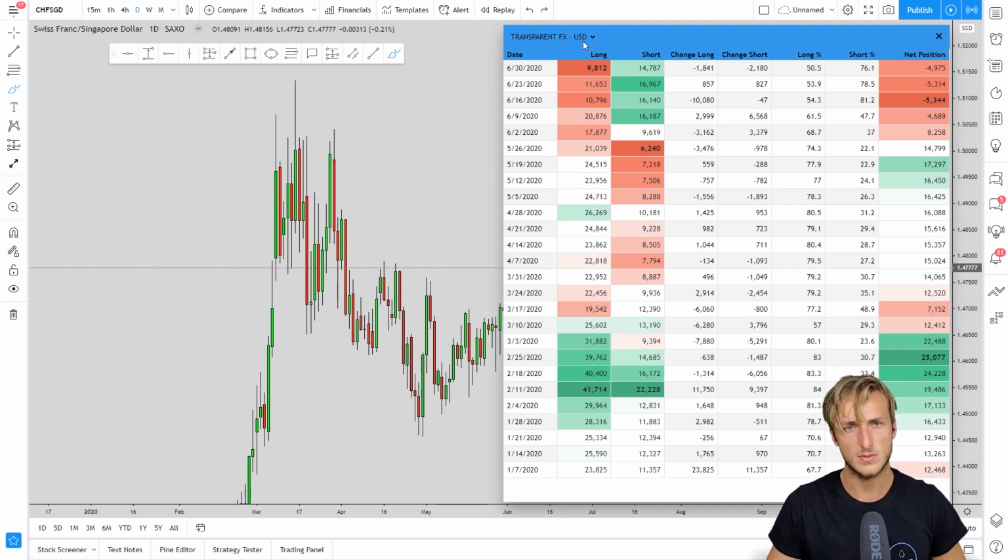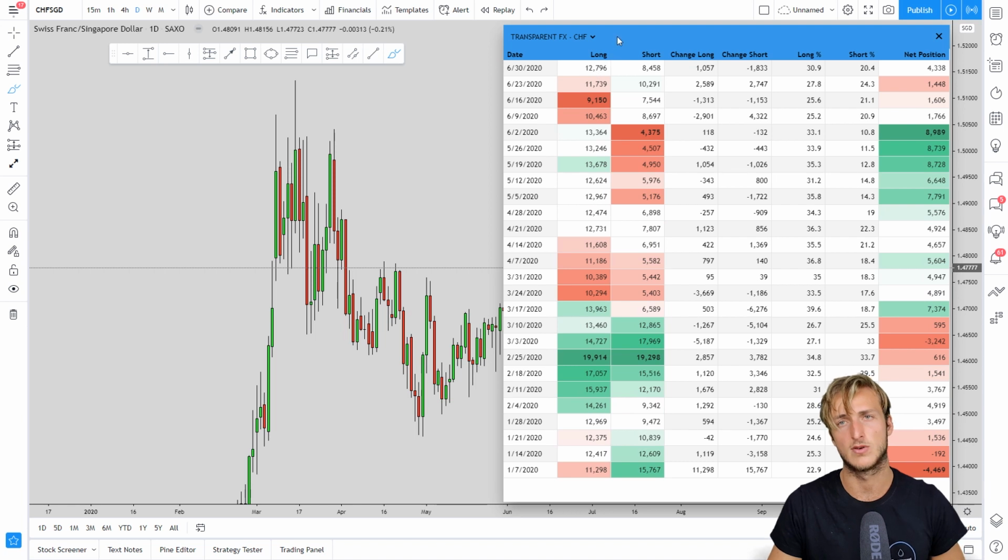If we check the CHF, we can see that we went from 8K net positions all the way down to 1K, and now again, with the last report that just came out yesterday, hedge funds opened another 1K long positions and closed 1.8K short positions. So they closed almost 2K shorts and opened 1K longs, bringing the long positions to 12.7K and the short positions to 8K. So definitely we can expect some CHF strength.